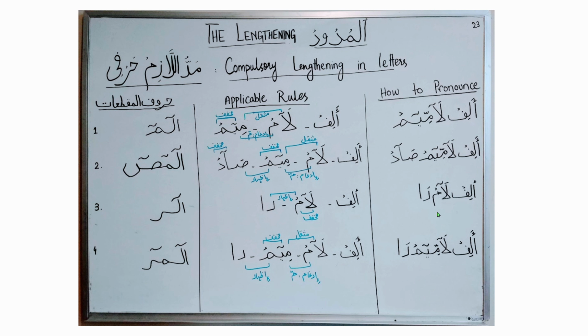In the next example, we have these huruful muqatta'aat, alif, lam, mim, ra. And now we can see some applicable rules here. Alif mad is followed by letter mim, which is sakin. And sakin mim is followed by a mutaharrik letter mim. So idgham ash-shafawi is happening here.